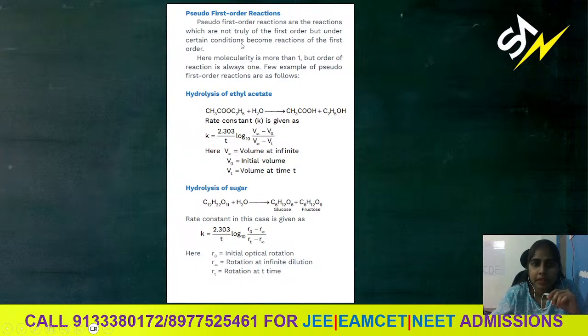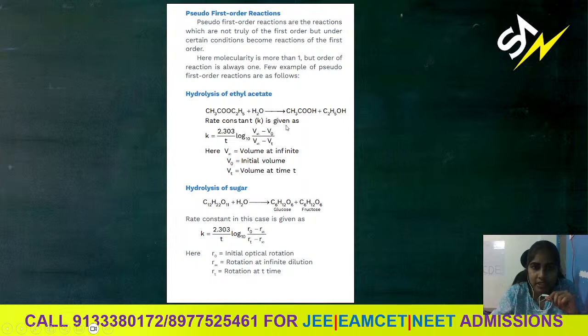It is under specific conditions, it is following the property of first order reaction, so it is pseudo first order reaction. So examples of pseudo first order reactions: hydrolysis of ethyl acetate. So this is, what is this? Ethyl acetate. C2H5 is ethyl, CH3CO is formula of acetate. Ethyl acetate, when hydrolyzed, becomes acetic acid and ethanol. So this forms acid and alcohol.